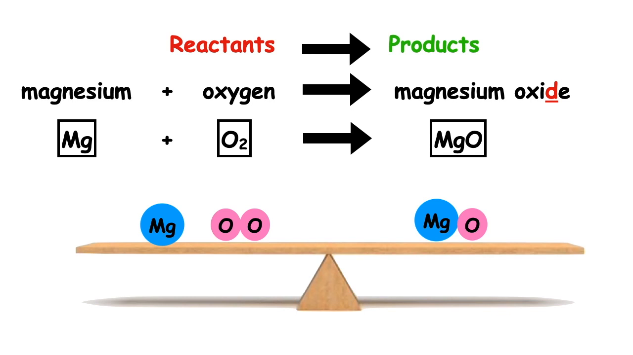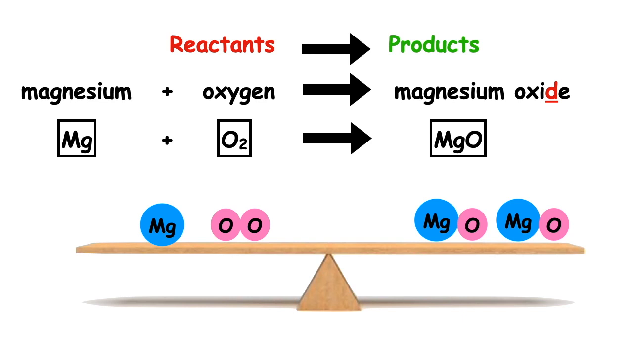What we can see from the pictures is that on the left hand side we have two oxygen atoms, and on the right hand side we've only got one. That's the pink circle. This means that the chemical reaction is not balanced. As a result, we have to add another magnesium oxide to the right hand side of the equation. That's so that we've got the same number of oxygen atoms on either side.